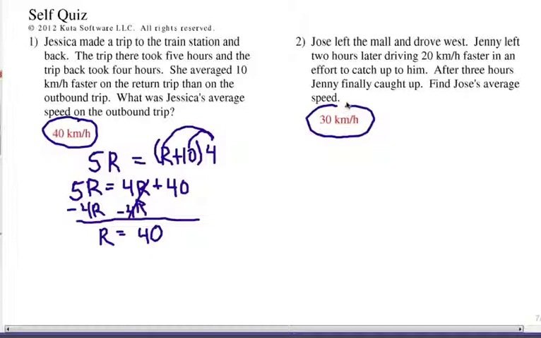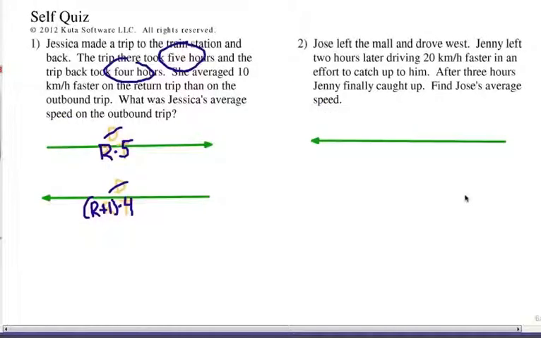Number 2, the answer is 30 kilometers per hour, but let's go ahead and draw a diagram. Jose left the mall and drove west. Jenny left 2 hours later driving 20 kilometers per hour faster in an effort to catch up to him. After 3 hours, Jenny finally caught up. So my first arrow here is Jose, and he's already left. Then we wait 2 hours, and then Jenny, going faster, eventually catches up. Notice those distances would be the same because they are now caught up.